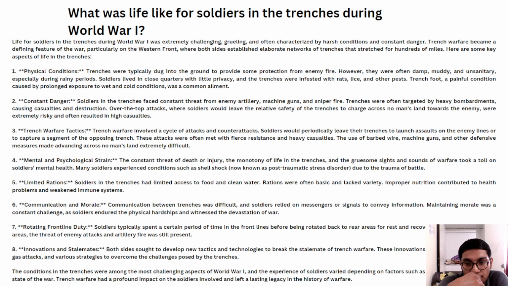Machine guns and other defensive measures made advancing across no man's land extremely difficult. Other factors included psychological strain, limited rations, communication and morale, rotating frontline duty, and innovation.